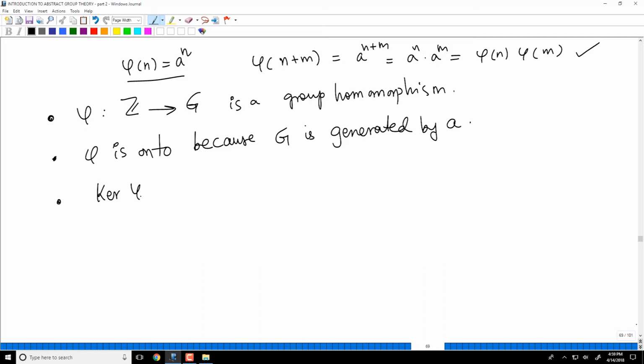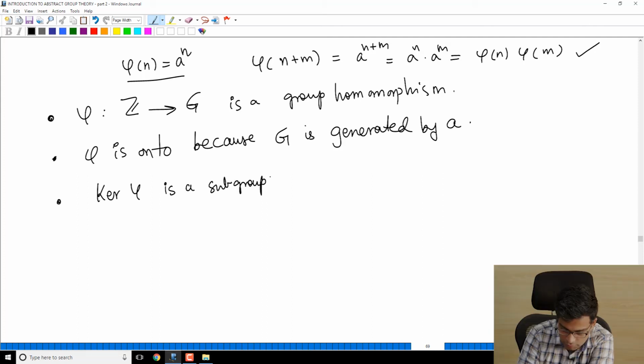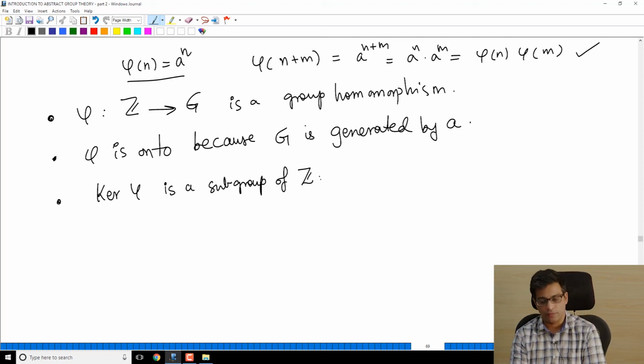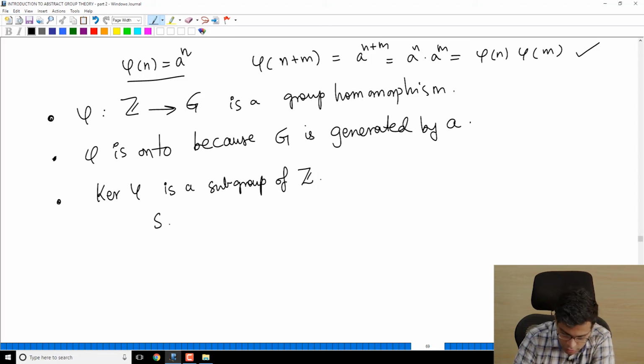So phi is onto. The kernel of phi, whatever it is, is a subgroup of Z. In general, the kernel is always a subgroup of the domain group. So suppose, and what are the subgroups of Z?